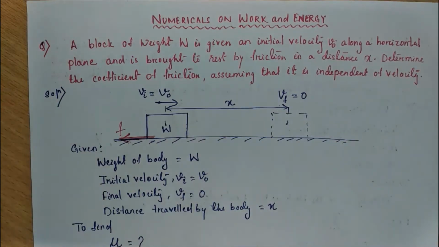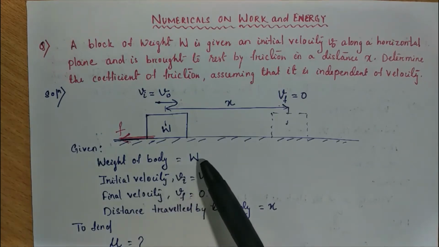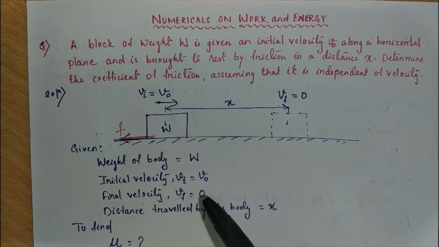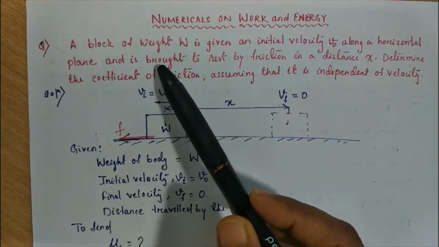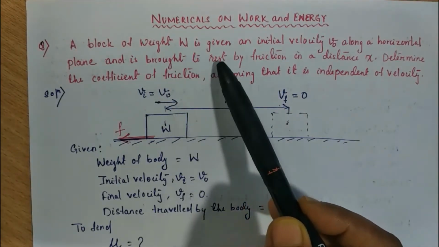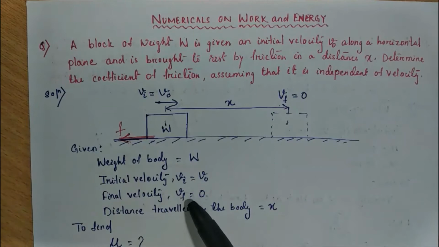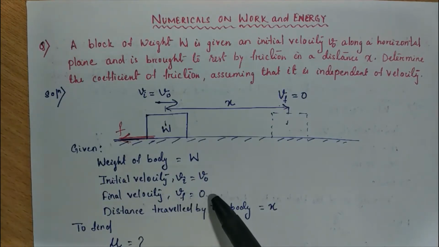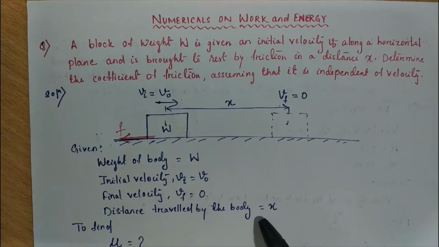So in this question, what is given? That is the weight of the body W, the initial velocity V0, and the final velocity. It is considered in this question that the body comes to rest by friction. So the final velocity here we consider to be 0, and the distance traveled by the body is x. So this is given in the question.